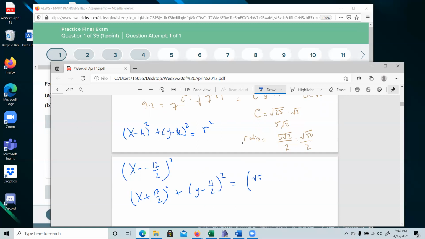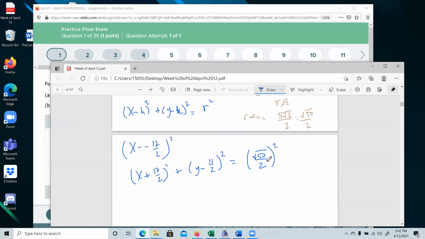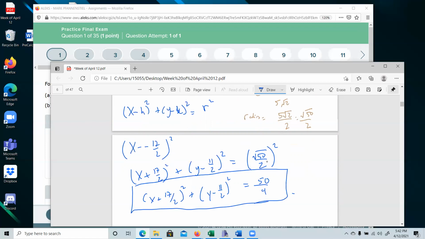And that's equal to, and then we have to do this. We have to take square root of 50 over 2 squared. Square root of 50 times square root of 50 is 50, divided by 4. And we're not going to mess with it. Okay, they just said find it in standard form. They didn't say find it in standard form and then make it prettier. They didn't say any of that. They just said put it in standard form. There you go. That's it.